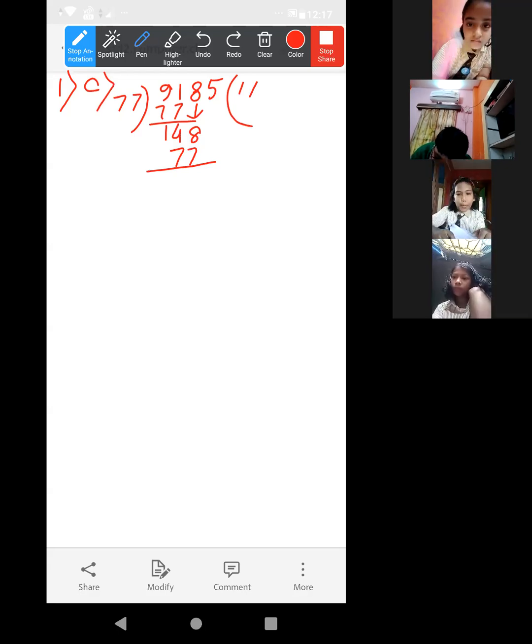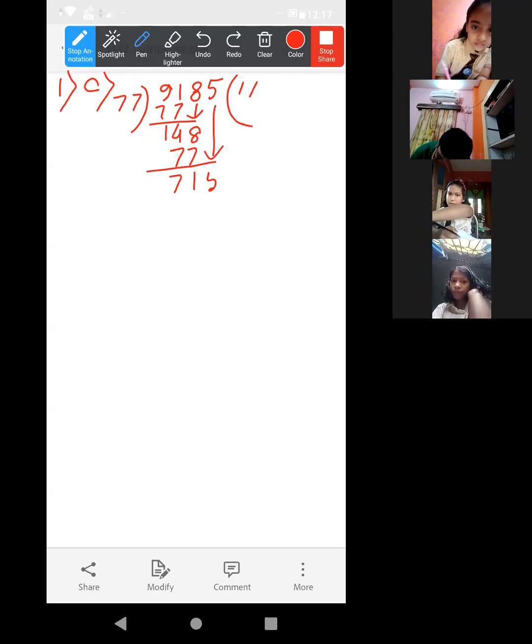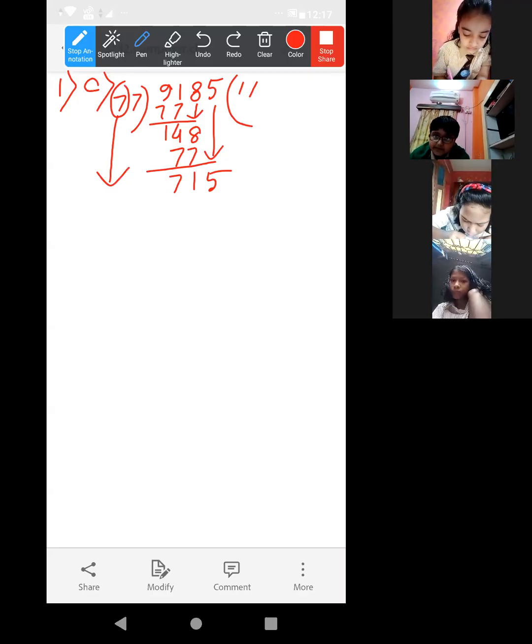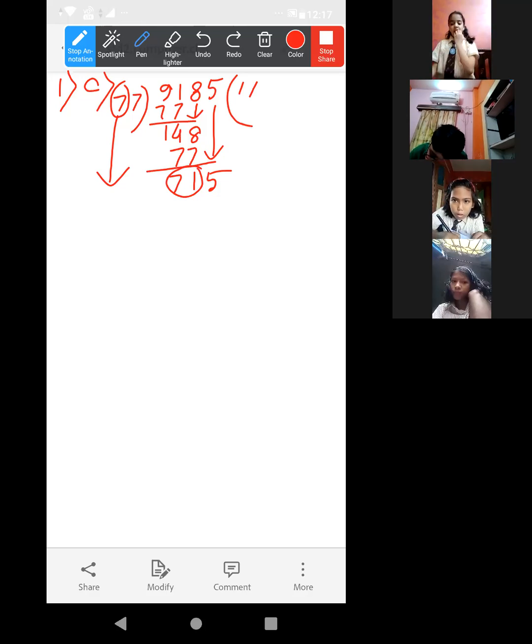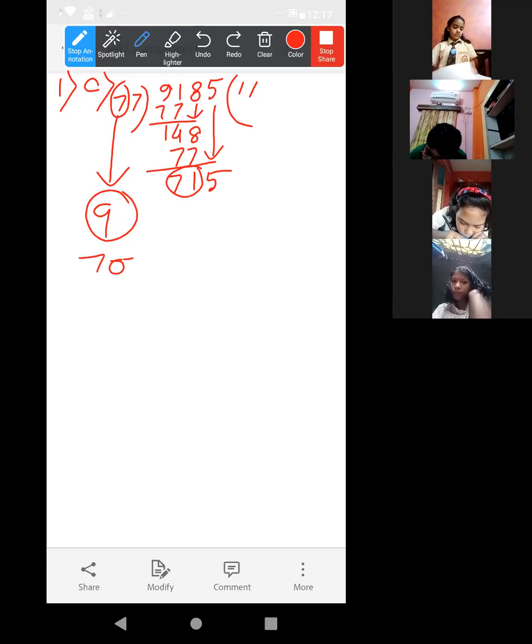Now do the subtraction. It will be 1, it will be 7. Then this 5 will be there. Now by which number do we have to multiply? Just take this 7 and multiply it by 1, 2, 3, 4. Continue this and check which one is nearest to this 71. 7 ones are 7, 7 7s are 49, 7 8s are 56, 7 9s are 63, and 7 10s are 70. Yes, 70 is near about this.